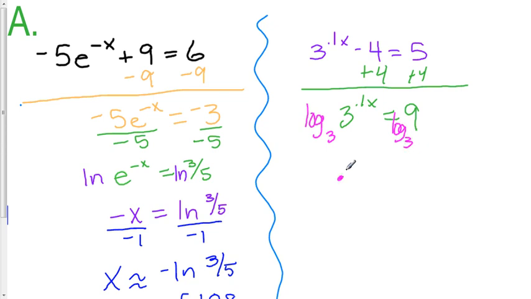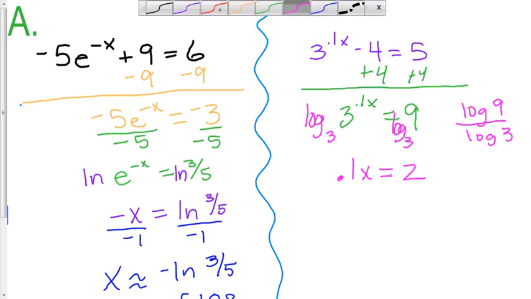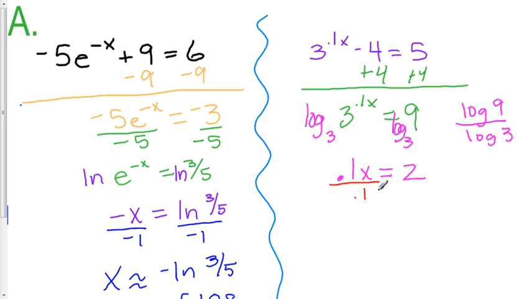And you would get 0.1x equals, and to figure out what log base 3 of 9 is, you can do log of 9 divided by log of 3, which is 2. Or you know 3 to what power is 9. Either way, that is fine. And finally, divide by 0.1 to get x equals 20.